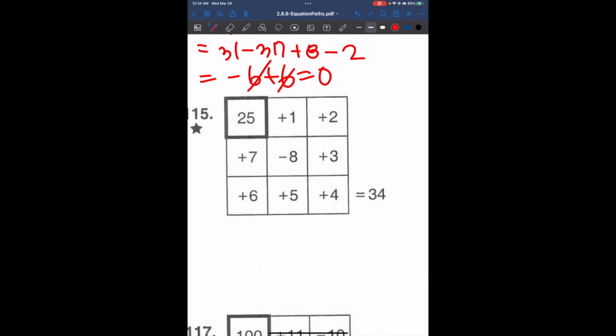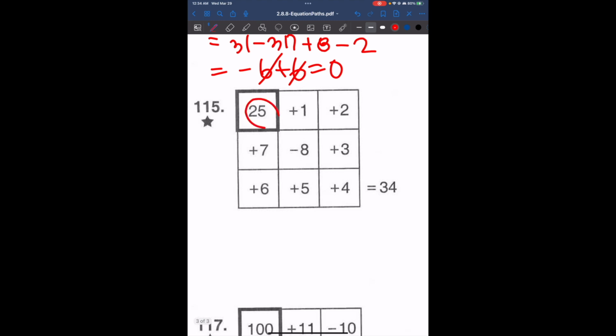Now we'll look at problem 115. We start with 25 and want to end with 34. 34 minus 25 is equal to 9. And so the numbers inside the path must equal 9. And so here, right away, we can know that this is the correct path.